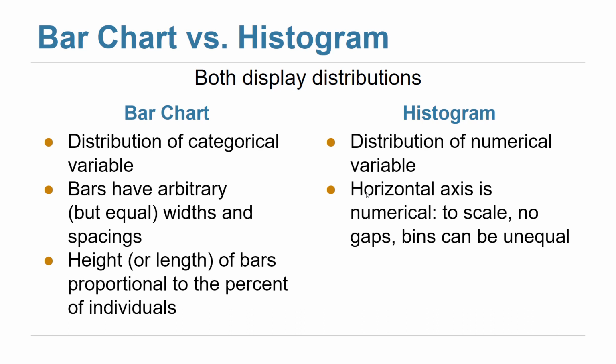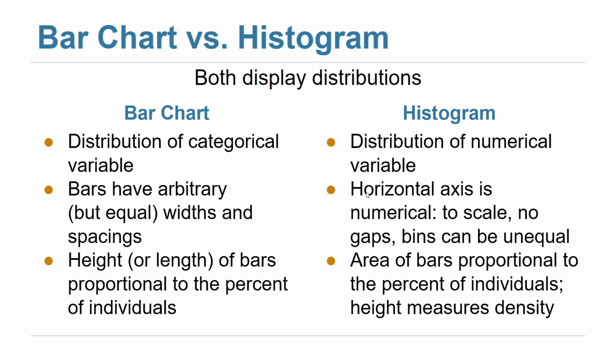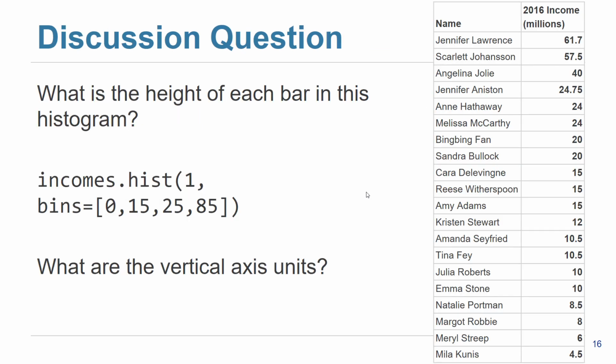And the height of the bars in the bar chart indicates the count, which is proportional to the percentage of the individuals within that category. But in the histogram, the height is different from the area, or the meaning of them is different. The heights of the bars indicate the density, but the area indicates the percentage. Okay, so that's the summary of what we went through last time.